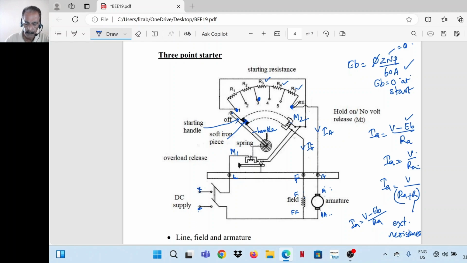Now, there are two protections provided. This is meant for overload and this is meant for no volt. So this coil is called hold on coil because when the handle is here, the soft iron piece attached to the handle is attracted by magnet M2 and it remains in that position. So it's called hold on coil.